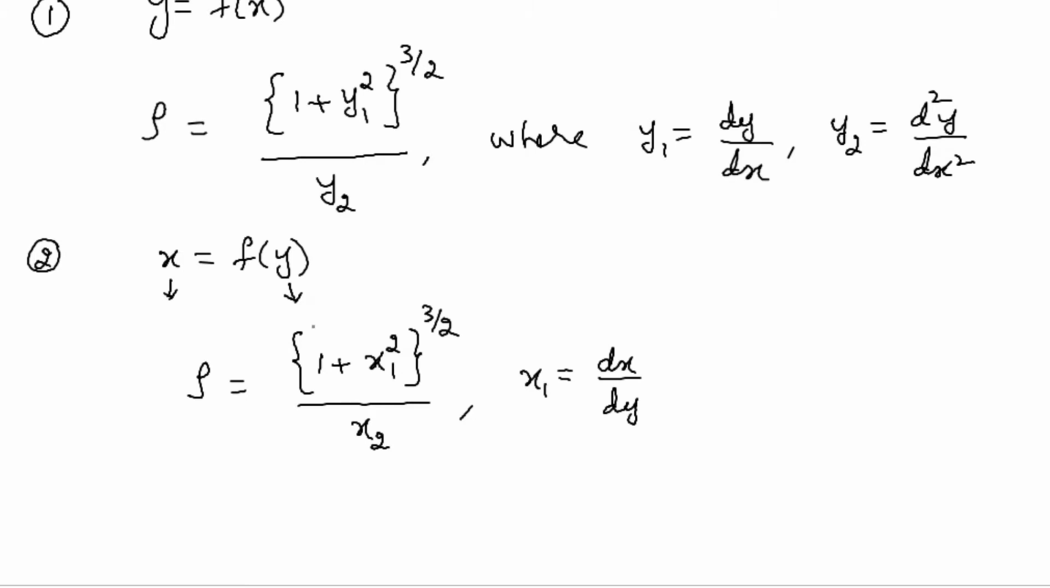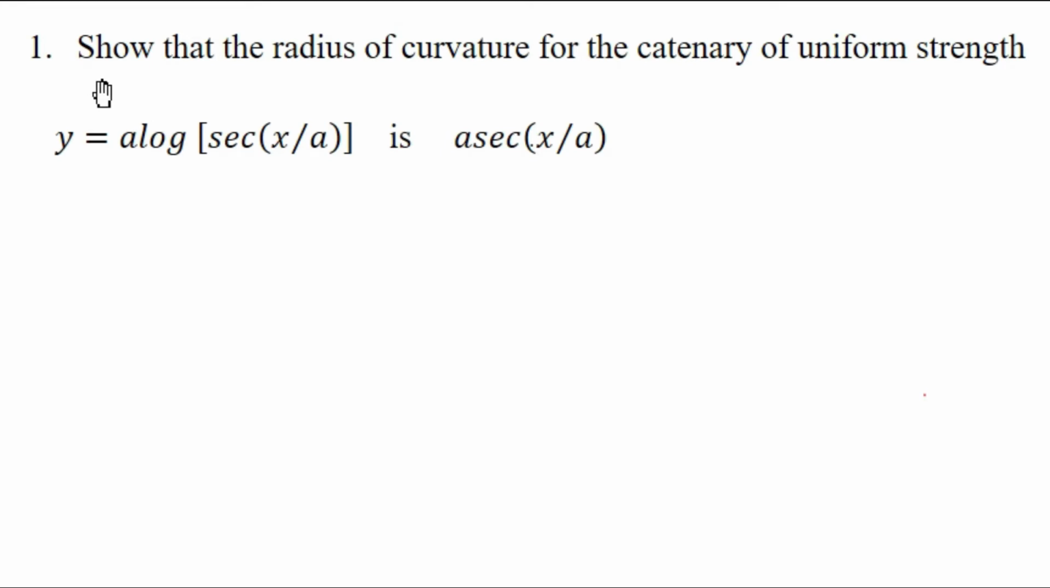As x is a dependent variable and y is an independent variable, therefore x1 can be written as dx/dy. Similarly, you can write x2 to be d²x/dy². So we have obtained the expression for radius of curvature for the curve y = f(x), as well as for the curve x = f(y). So let us take a few examples based on these formulas. Let's start the first question.